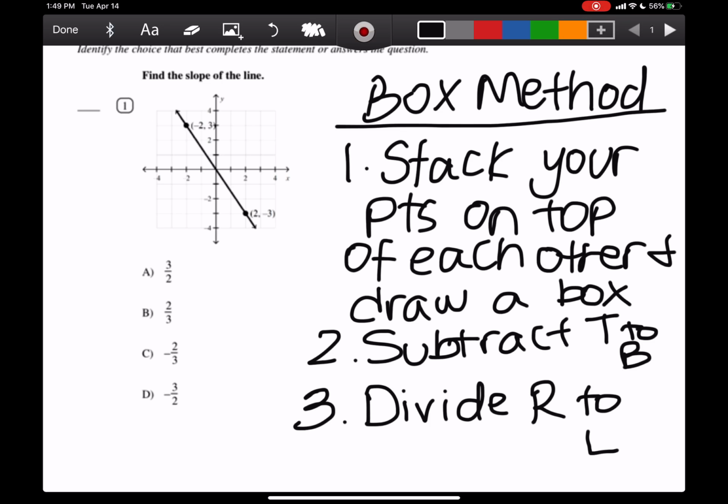Box method. Number 1, stack your points on top of each other and draw a box. Step 2, subtract top to bottom. And then step 3, divide right to left. Now we're going to talk about applying each one of these steps right now. Make sure you have these written down. I'm going to clear it off right now.